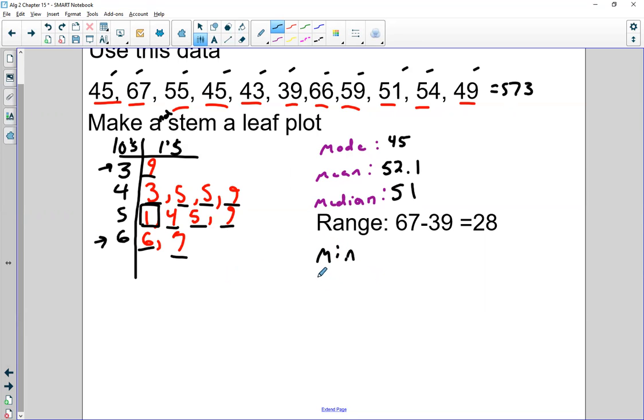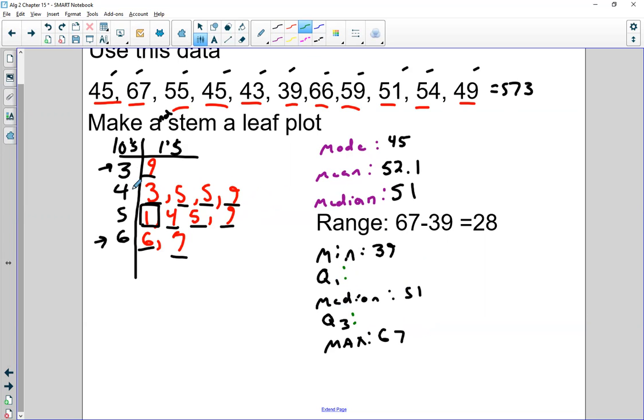Min, quartile one, median, which we already found, so we don't have to look at it again, 51. Quartile 3, and the max. Now the minimum and the max are super easy. The minimum is the smallest number, so 39, and the max is the biggest number, 67. So the quartiles are going to tell me the half of my half.